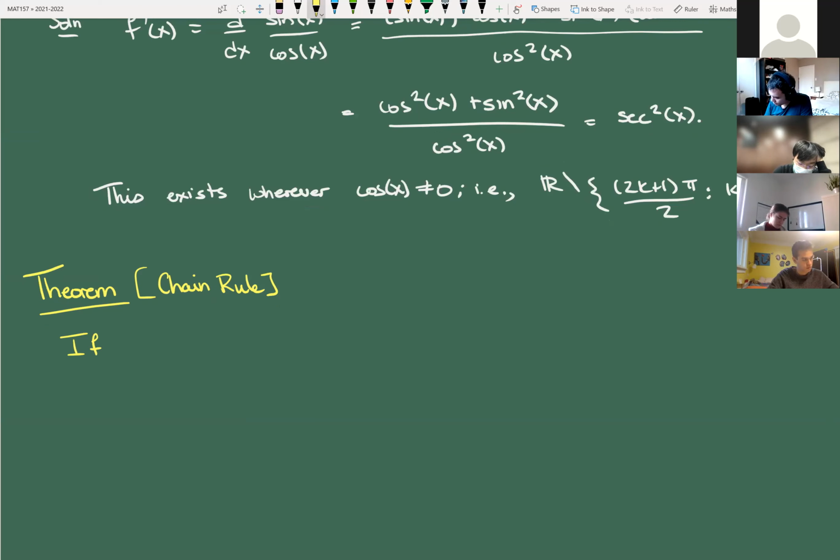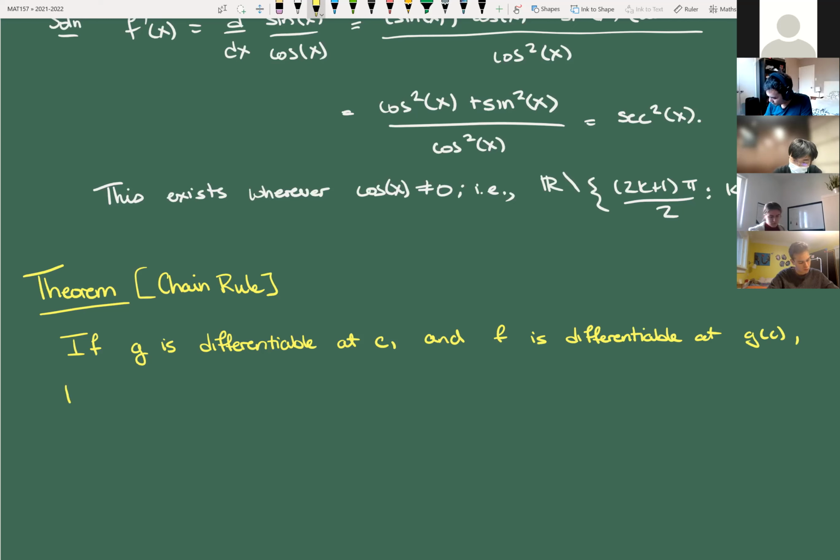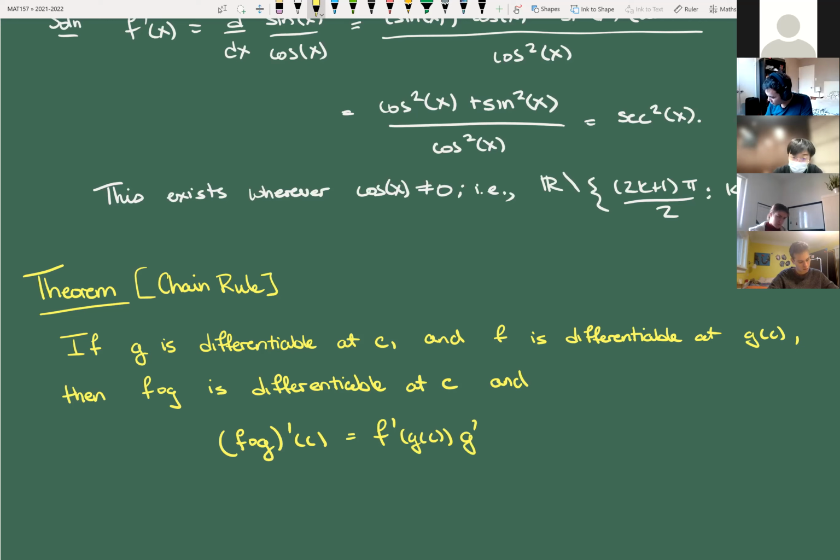So it states, if g is differentiable at c, and f is differentiable at g of c, then f composed g is differentiable at c, and (f composed g)'(c) is f'(g(c)) times g'(c), like that.